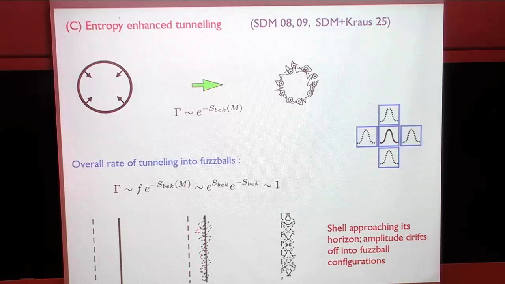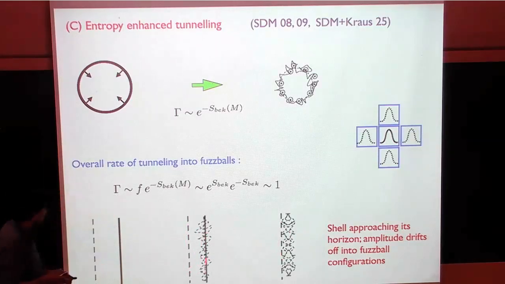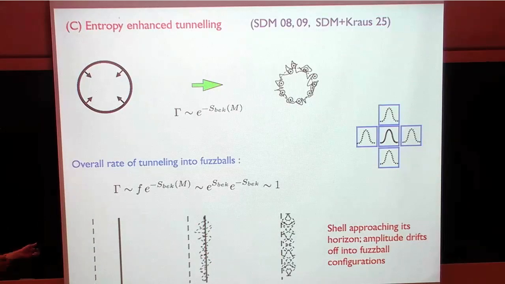Okay, good. Let me try to say something about that. There's nothing very deep about this that I'm trying to say. If you take any of these fuzzball configurations, you can just imagine them to be quantum eigenstates which just stay there, right? They are bubbles of nothing, just going to stay where they are.